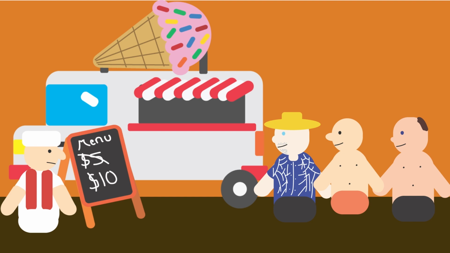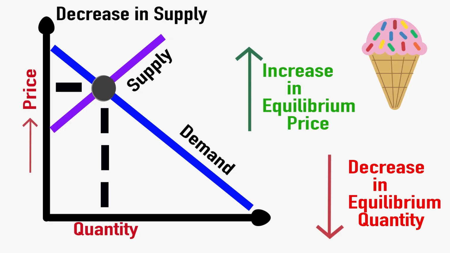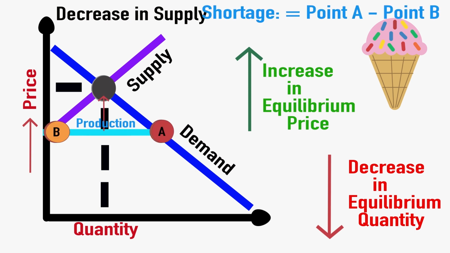Naturally, consumers realizing the higher prices want to buy less ice cream, so the quantity demanded decreases. So the market, like always, corrects for this disequilibrium with higher prices. There's now a shortage in the market when you look at the amount of supply that was unfortunately reduced.